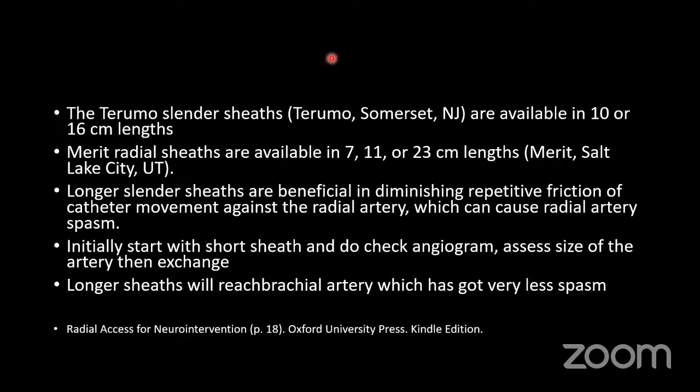The thermo slender sheath are available in 10 or 16 centimeter length. Merit radial sheath are available in 7, 11, 23 centimeter length. And longer slender sheath are beneficial in diminishing repetitive friction of catheter movement against the radial artery, which can cause radial artery spasm. So, if you are using a longer sheath, the constant friction of the catheter against the radial artery will not be there.